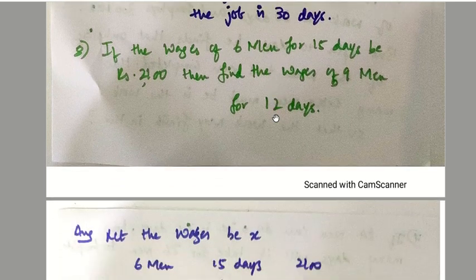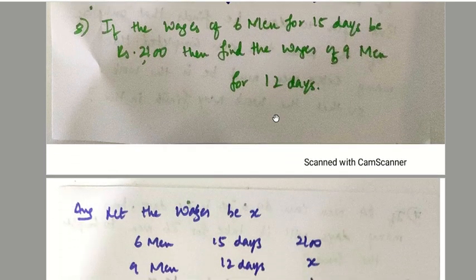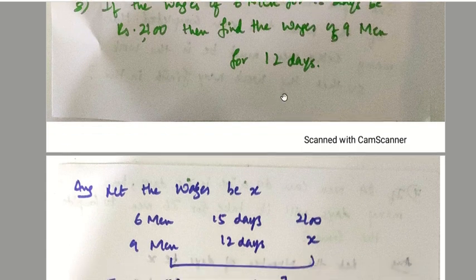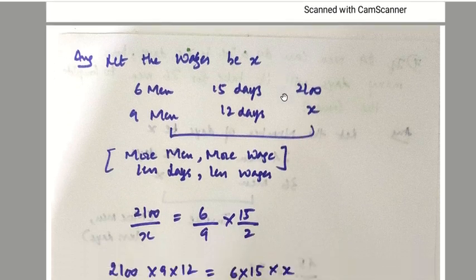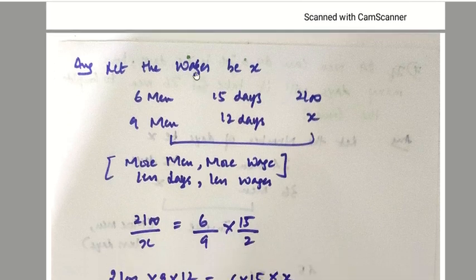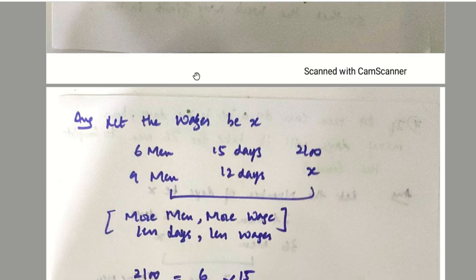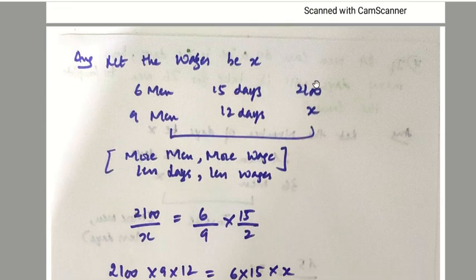If the wages of 6 men for 15 days be rupees 2100, then find the wages of 9 men for 12 days. So let the wages be x. So they are telling 6 men for 15 days get a wage of 2100. 9 men working for 12 days, how much do they get?